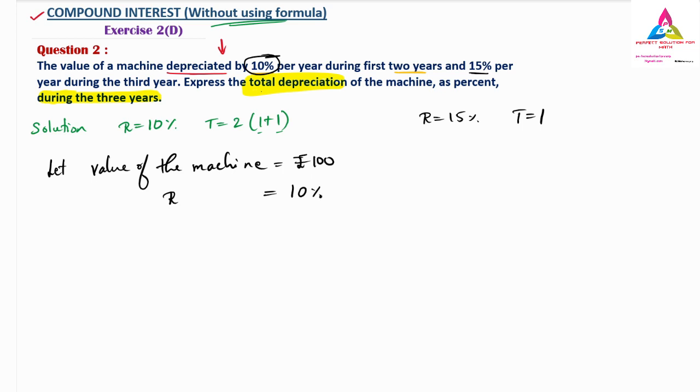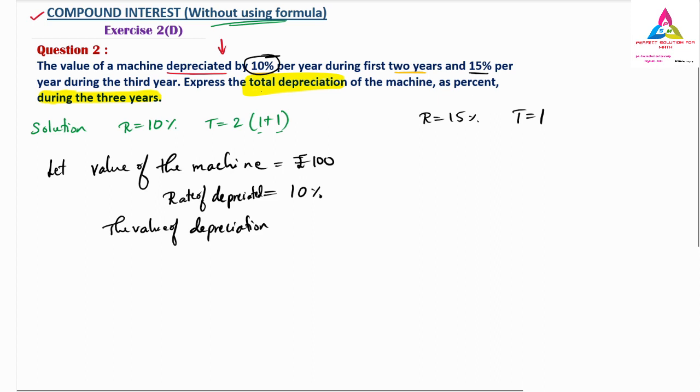10% means the depreciation rate. So here you can see the rate of depreciation, that value is 10%. Now how much it depreciated, the actual value of depreciation is nothing but the compound interest formula I. I is equal to PRT divided by 100. We have to use the similar formula over here.